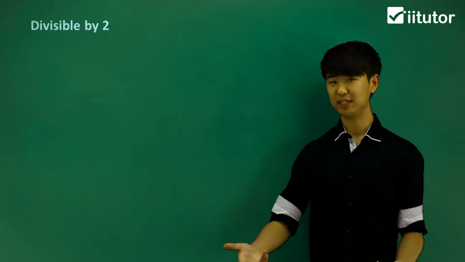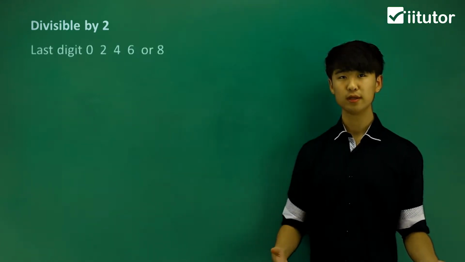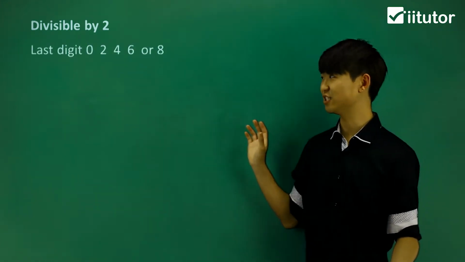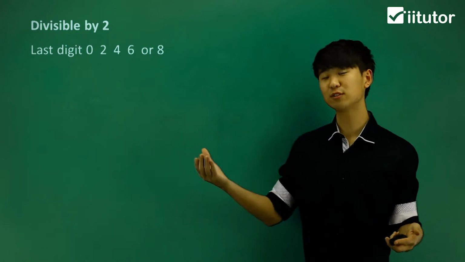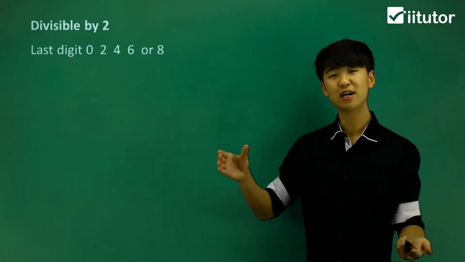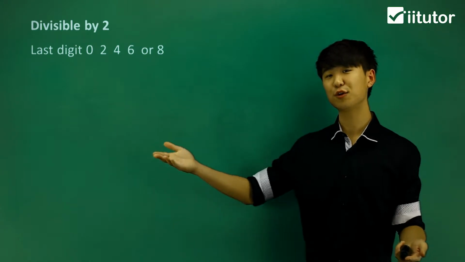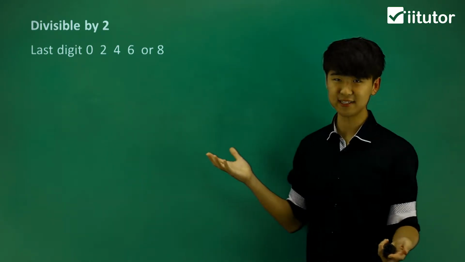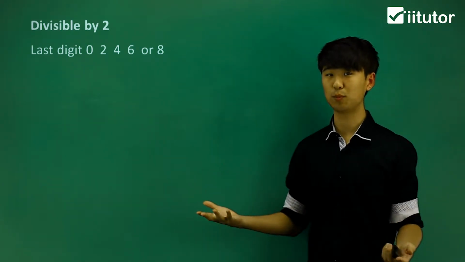Divisible by 2. So how do we know if some number, or any number, is going to be divisible by 2? Now one thing we can look at is the last digit of that number. If we have some specific number and the last digit is 0, 2, 4, 6 or an 8, then it's going to be divisible by 2.